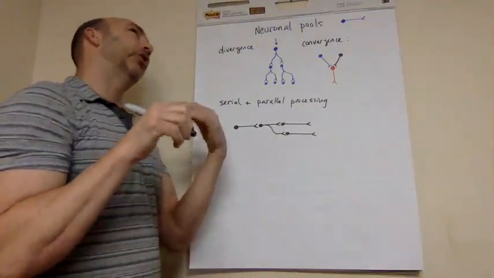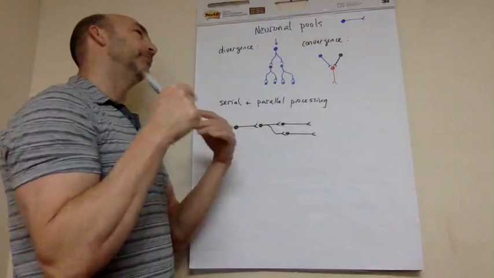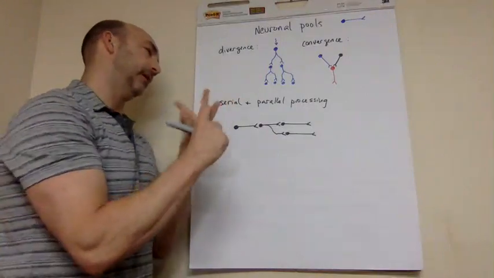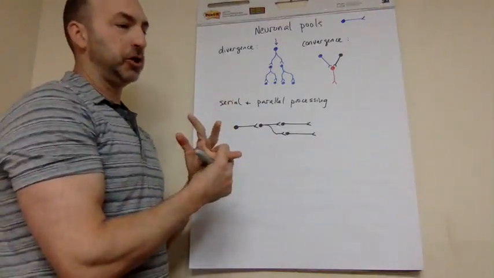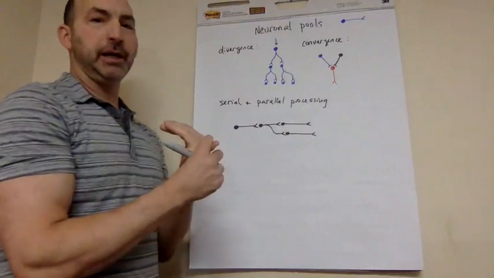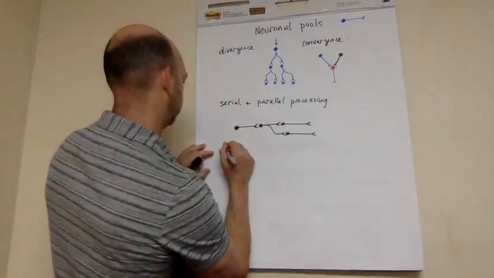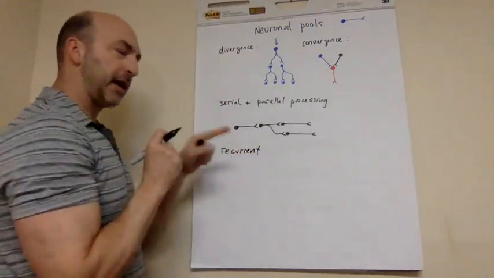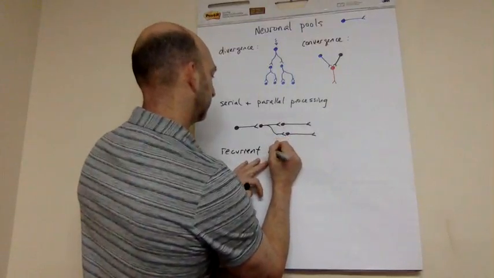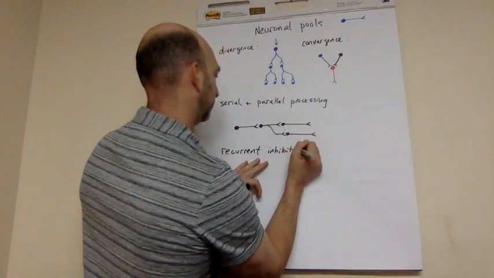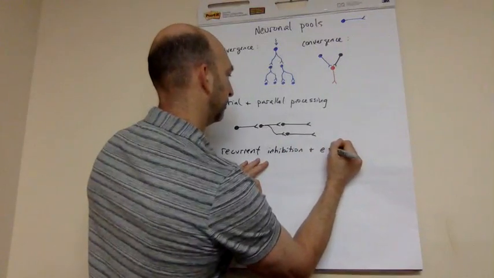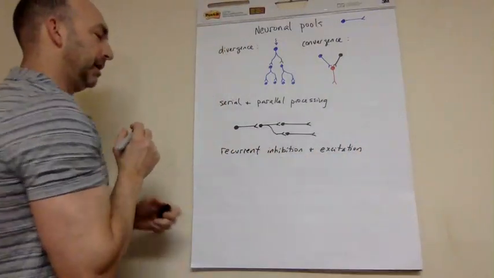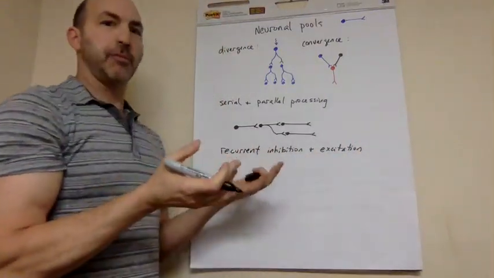Okay, let's do what's called recurrent. And recurrent processing or connections can be either stimulatory or inhibitory. So I want to use the terms recurrent stimulation or excitation and recurrent inhibition. And recurrent actually means feeding back on. Okay. Inhibition and excitation.